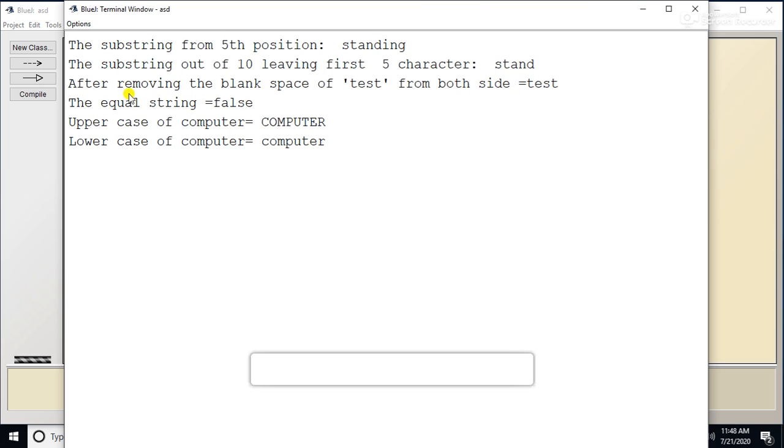then it remains "stand". After removing the blank space from both sides of test, it is removed. Equality of computer here and COMPUTER here, but since one is written in small letters and the other in capital letters, that is why it is returning false. Uppercase of computer is converted into capital letters, and this is converted into lowercase, small letters. So all the functions we have covered by showing the practical. Thank you for watching this video.